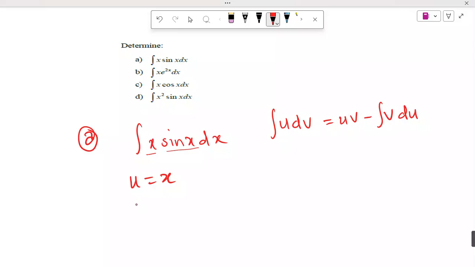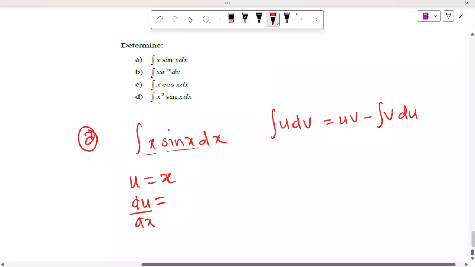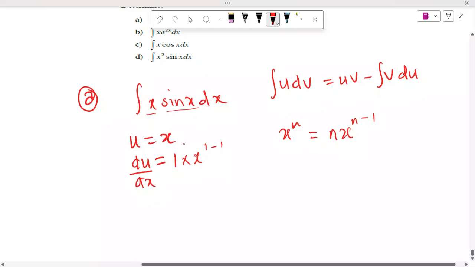So if we differentiate this, du, we differentiate this with respect to x, the same as du/dx. So differentiating x, we bring down the power. If you remember, differentiating x to the n gives n x to the n minus 1. So here the power of x is 1. So it's 1 multiplied by x, then the power is 1 minus 1. Okay, this is your du/dx.